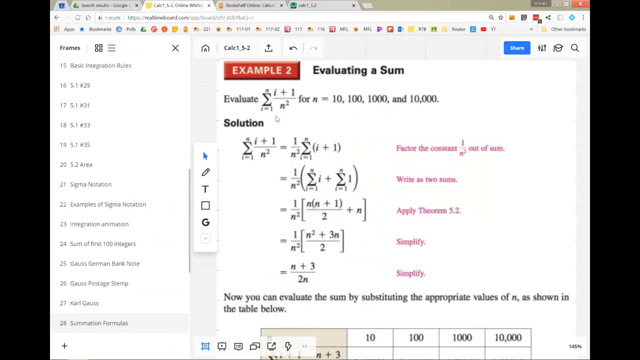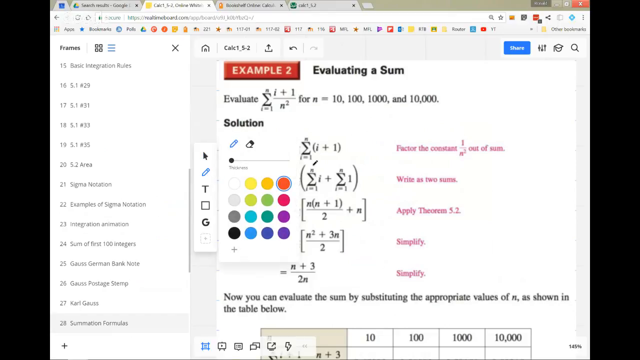For i equals 1 to n, add up (i plus 1) over n squared, and do it for n equals 10, 100, 1,000, and 10,000. Obviously we're not going to add up 10,000 addends. That would be an extremely excruciating problem, but by finding the algebraic answer to this, we can simply substitute in 10,000.